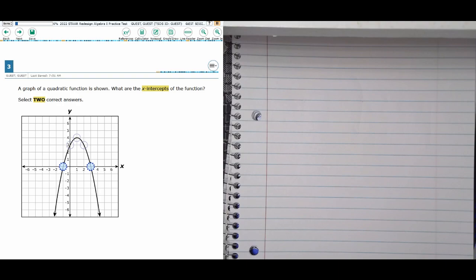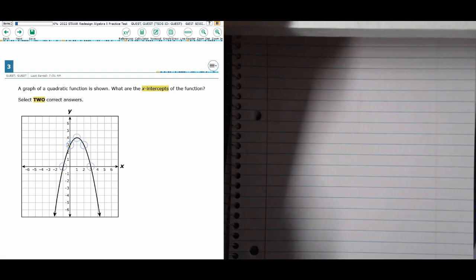In problem number 3, it says a graph of a quadratic function is shown. What are the x-intercepts of the function? Select 2 correct answers. Notice I can go down here and click on these bubbles anywhere on it, and I can highlight them, but it only lets me pick 2. So we're just going to be picking 2 answers.